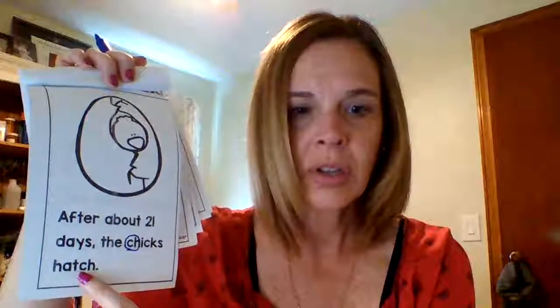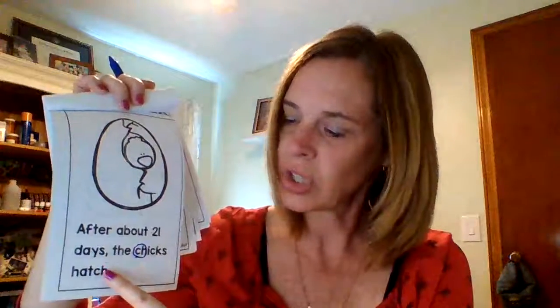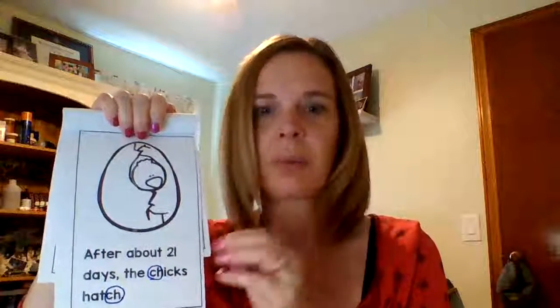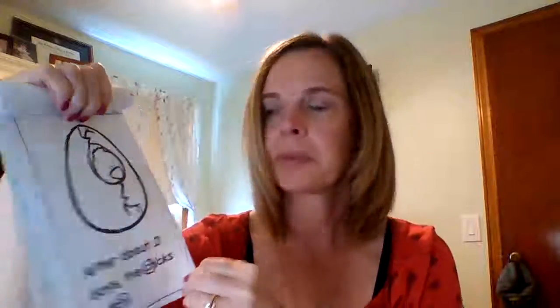hatch. Do you hear that C and H together at the end of the word? Hatch. I'm going to circle that C and H. So digraphs can be at the beginning of a word or at the end of the word, and sometimes you might find them in the middle of a word, but usually they're at the beginning or at the end.